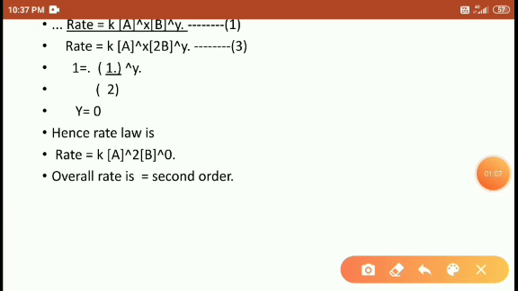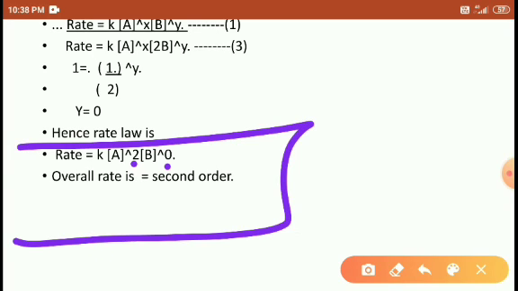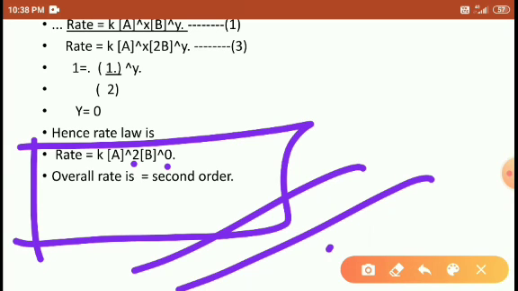Then the rate value 1 and the 1 by 2, here the 1 by 2, the y value here is nothing, nothing means it is considered as 0, 2 to the power of 0, so that's why y is equal to 0, right? So the rate is A to the power of 2, B to the power of 0, then the overall order is the second order reaction.